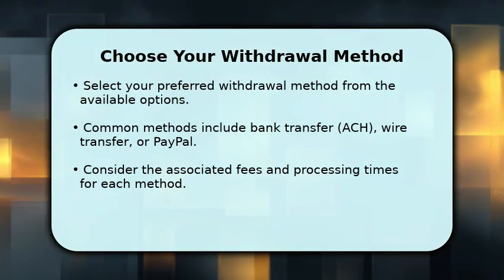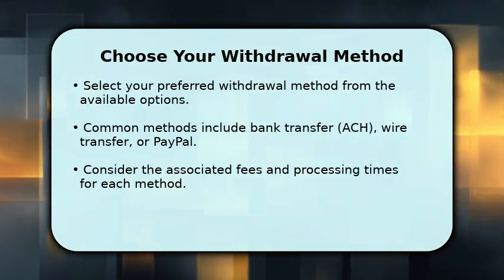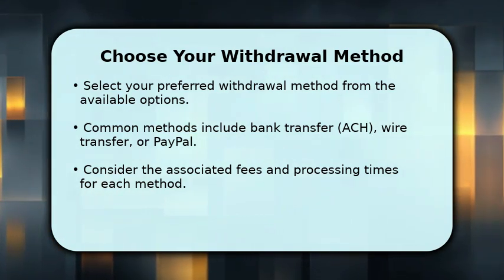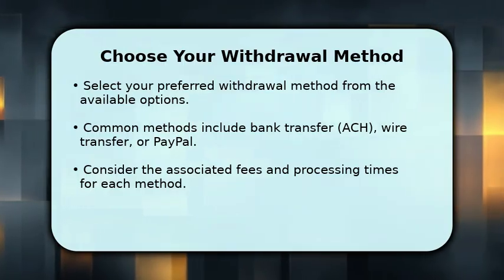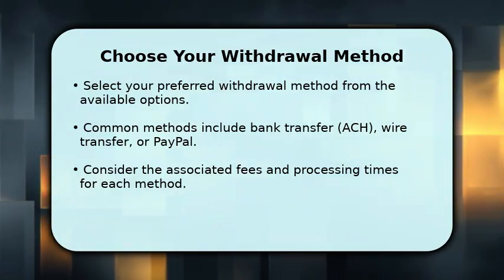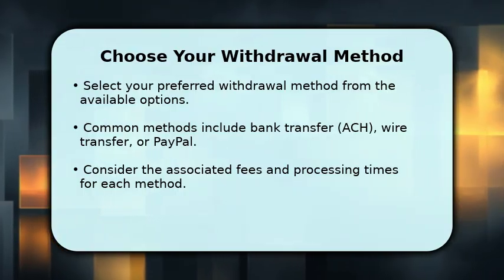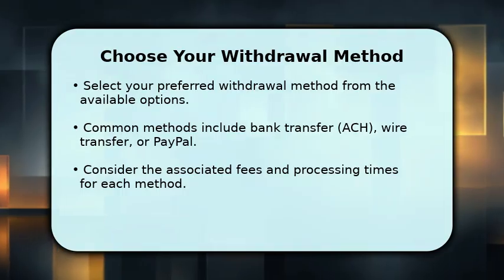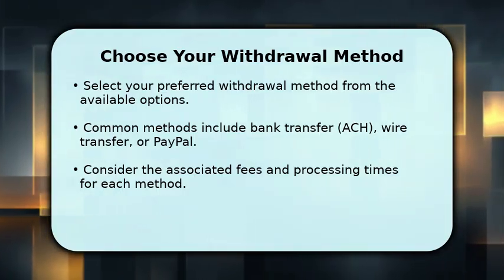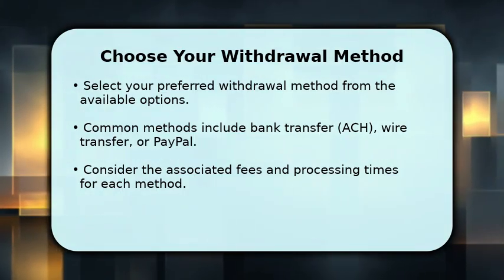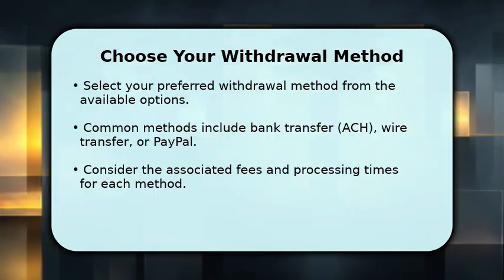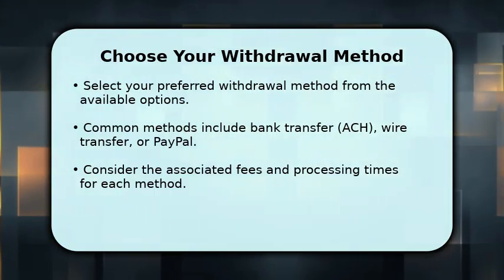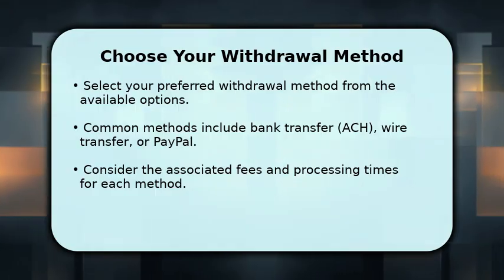Next, you will need to select how you want to receive your funds. Coinbase typically offers several options, such as a standard bank transfer, also known as ACH, a faster wire transfer, or even PayPal. Each method has different processing times and potential fees. For instance, an ACH transfer might take 3 to 5 business days, while a wire transfer could be completed within 1 business day, often with a higher fee. Choose the option that best suits your urgency and cost preferences.